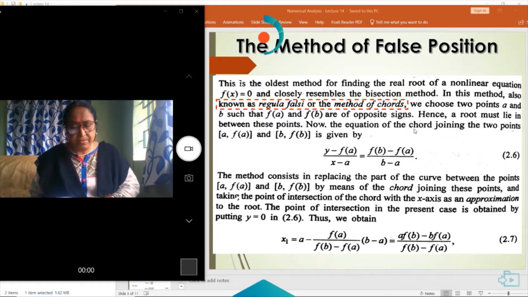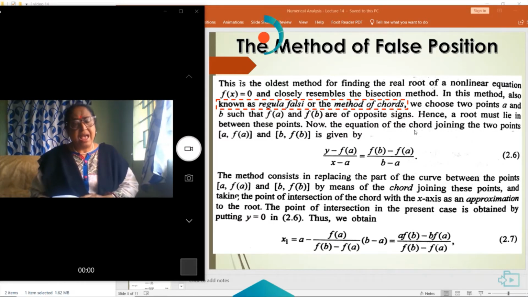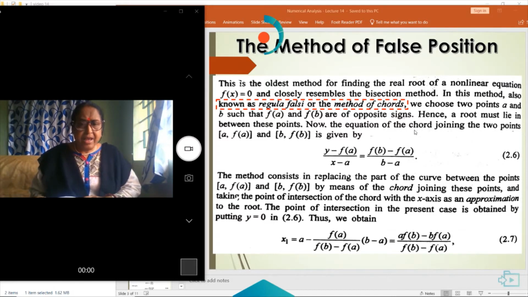In the bisection method, we calculate x1 as a plus b by 2. But in the method of false position, we take x1 as a into fb minus b into fa, divided by fb minus fa. Other than this, all the calculations are very similar.